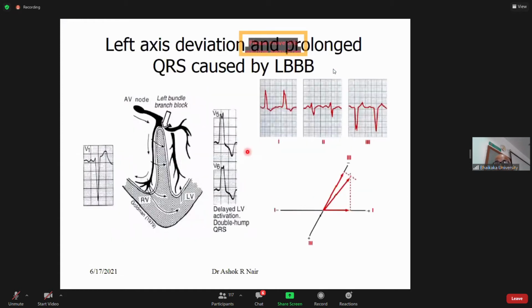For example here, we plot the net QRS amplitude in lead 3. Similarly for lead 1, draw perpendiculars from the point of intersection, trace it back to the origin. This is your axis. This angle is your axis. This is the correct method of finding the axis.